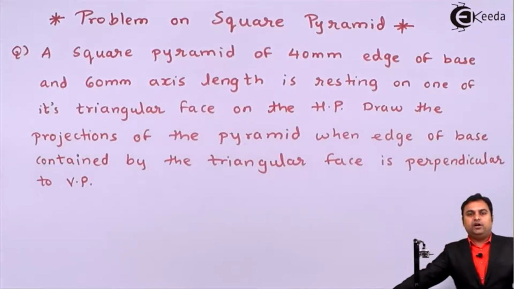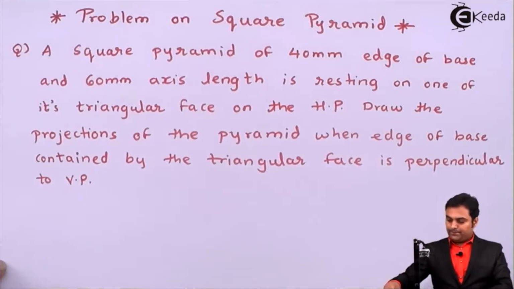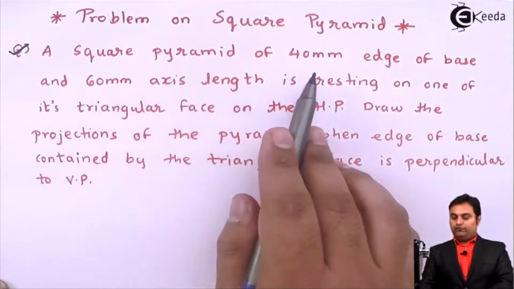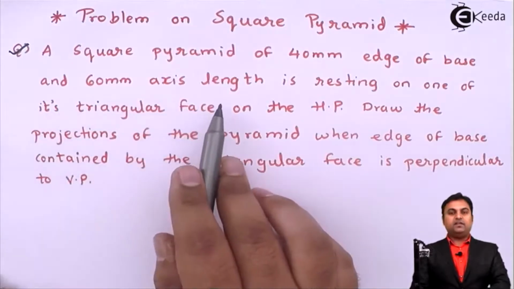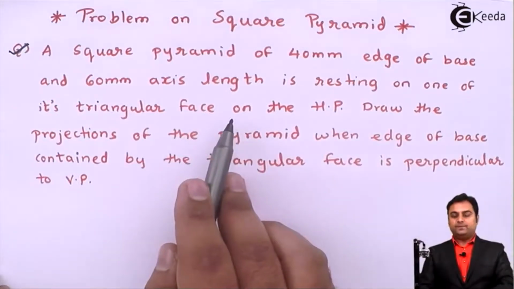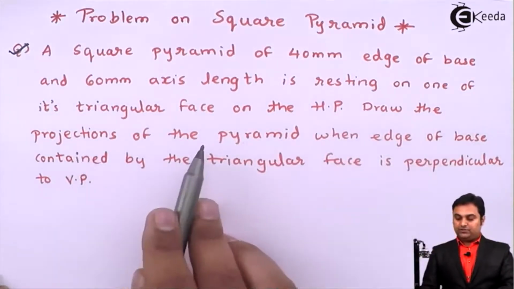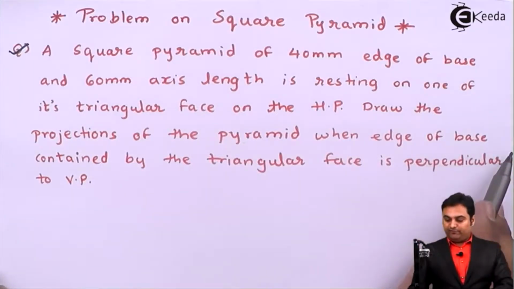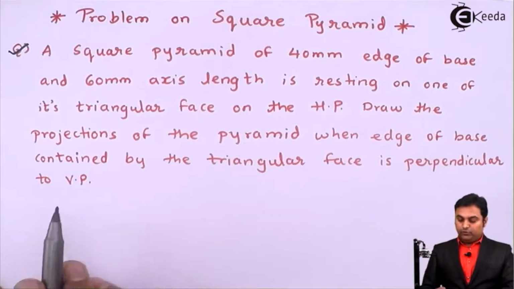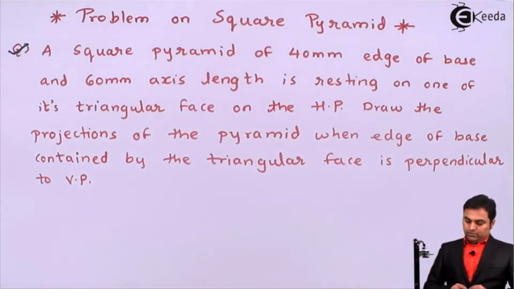In this video, we are going to see a problem on square pyramid. Here is the question. A square pyramid of 40 mm edge of base and 60 mm axis length is resting on one of its triangular face on the HP. Draw the projections of the pyramid when the edge of base contained by the triangular face is perpendicular to VP. Now these are the conditions given in the problem.